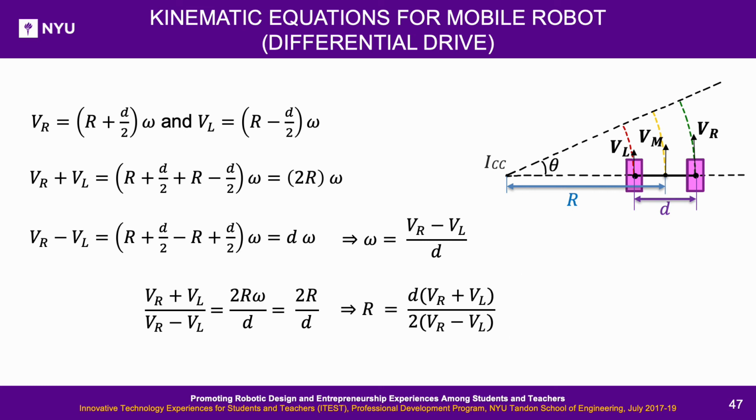On the other hand, if VR and VL are known, using the above manipulation of the formulas, the turning rate omega and the radius of turning of the midpoint of robot base can be calculated using the formulas derived here.